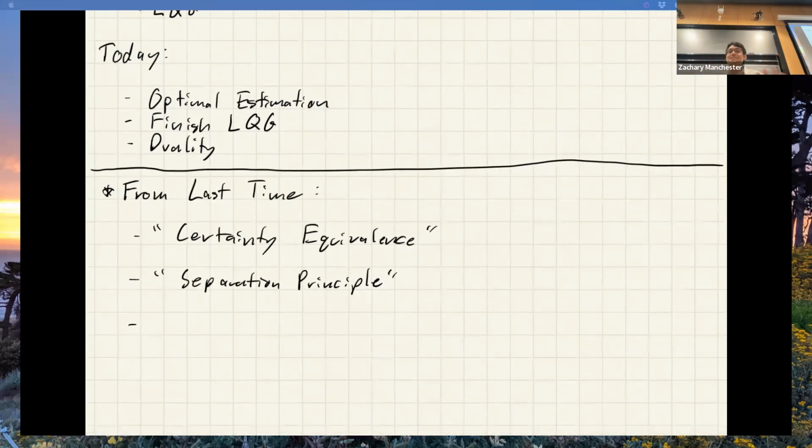This doesn't hold in general, but we still basically always do it. So this is frequently applied in practice on nonlinear systems.